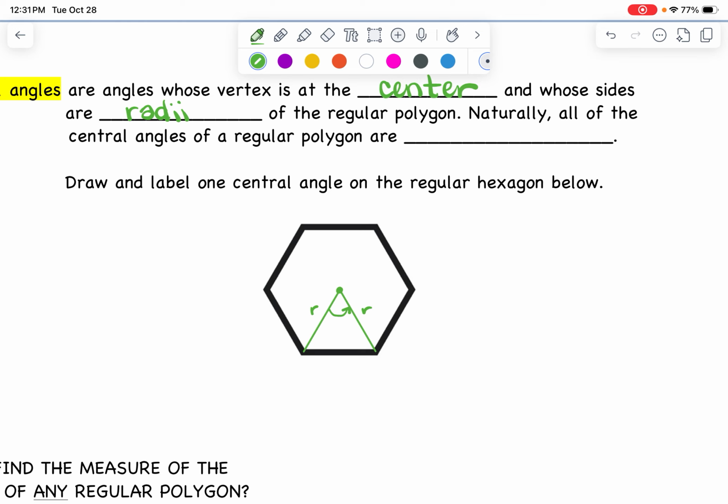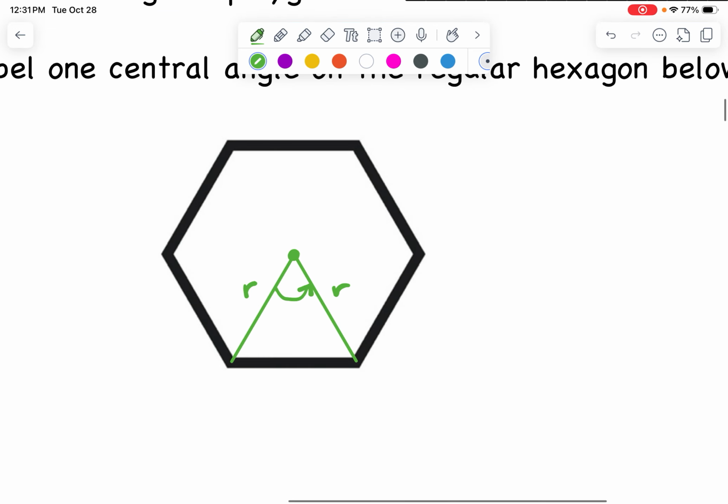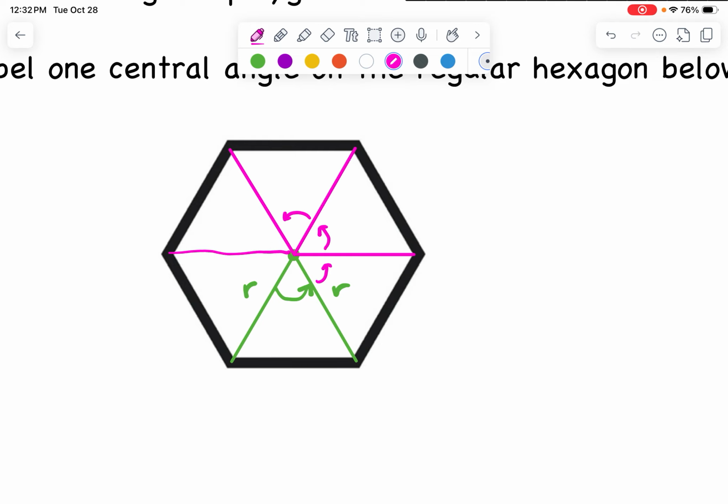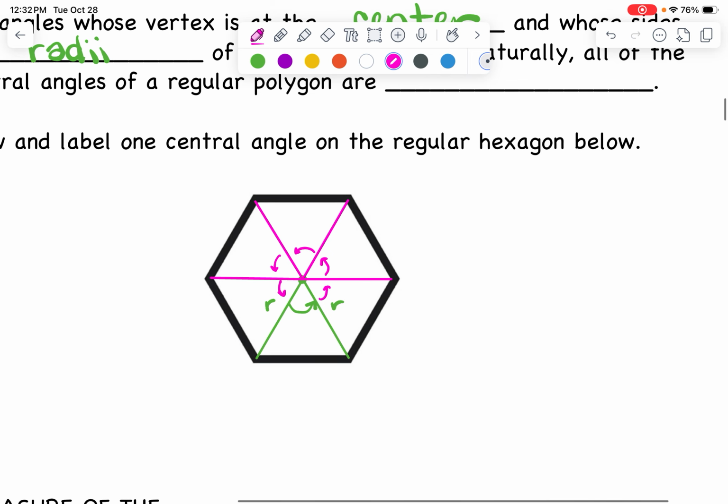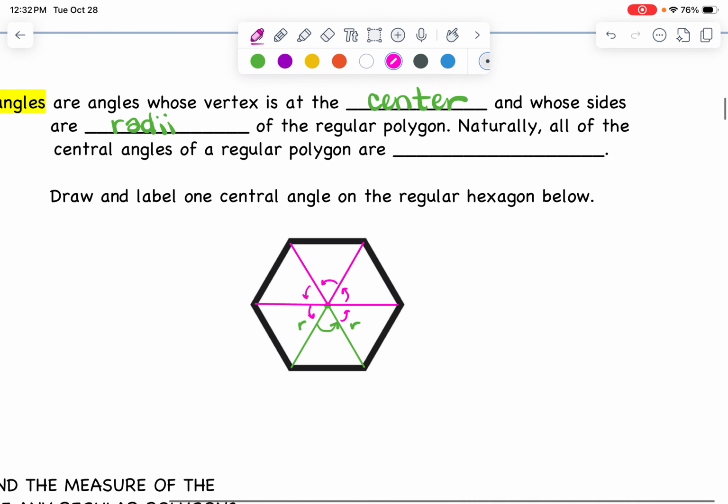Okay. Now, how many central angles can I draw? Well, obviously I could draw a radius here and create another central angle. And I can draw another radius here, which creates another central angle. And so on and so on. Another central angle and another central angle and another central angle, right? So you can see if I've got 6 sides, then I'm going to have 6 central angles. And what must be true about all of the central angles that I can draw? Well, they're all congruent.